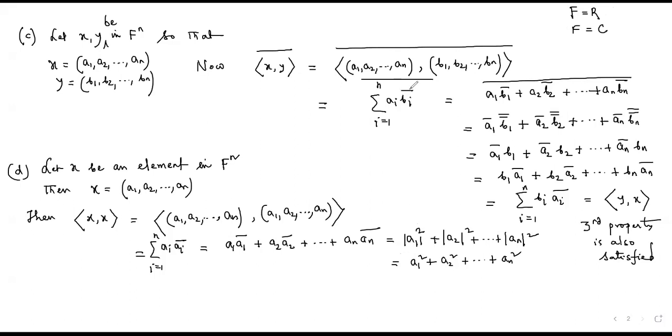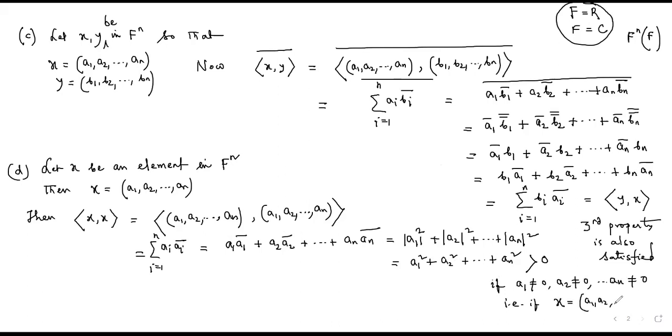But here in this particular example, no special scalar field has been chosen. In general, we have considered the vector space Fn over F, and according to the choice of our scalar field, we will manipulate the thing. And this term is always positive, you know. It is positive if a1 not equal to 0, a2 not equal to 0, dot dot dot an not equal to 0, that is, if x, a1 comma a2 comma dot dot dot an, is not equal to the zero vector 0 comma dot dot dot 0.